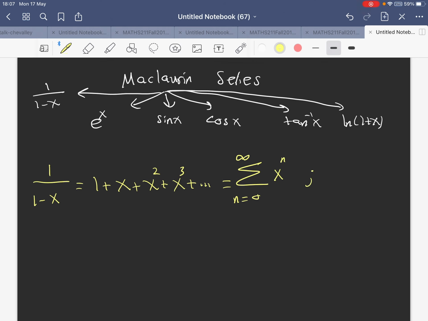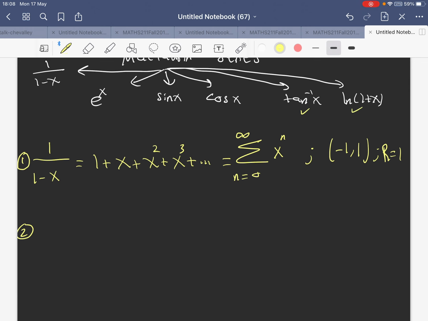Of course, the interval of convergence is from negative 1 to 1, and the radius is 1. Keep in mind, this converges only if x is between negative 1 and 1. So this is number 1. Number 2, of course, tan inverse and ln x, we already did them. I will not write them down here. We can go back and see them.